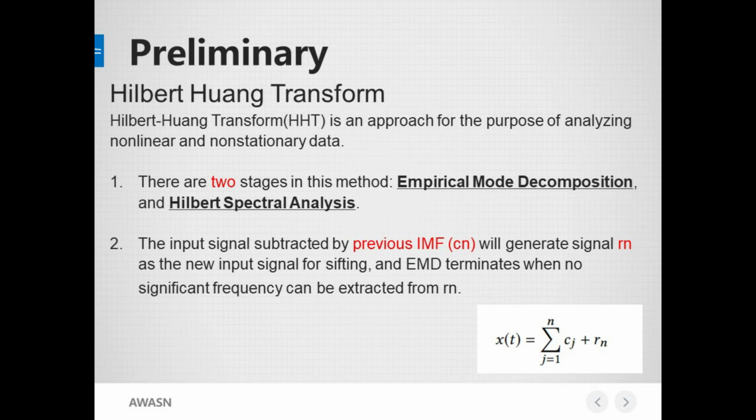By subtracting the local average from the original signal, a new signal can be obtained for the next cycle of shifting. The shifting process ends and an intrinsic mode function can be acquired when the new signal meets the requirement. The input signal subtracted by the previous intrinsic mode function will generate signal Rn as the new input signal for shifting. And empirical mode decomposition terminates when no significant frequency can be extracted from Rn. By using the Hilbert-Huang Transform, the most useful information from a frequency band can be extracted for data analysis.